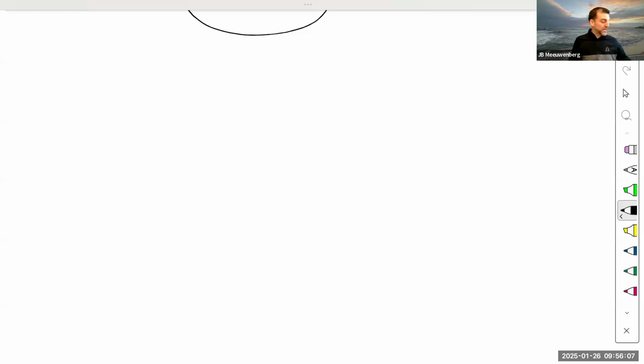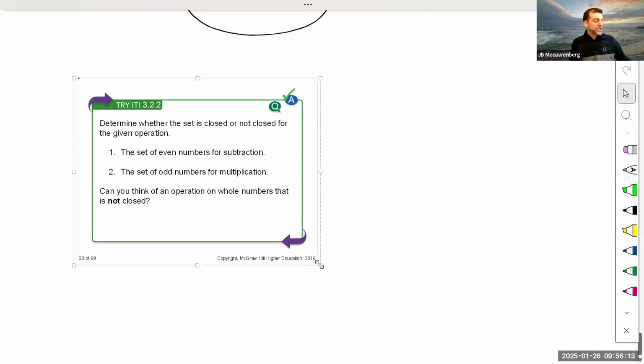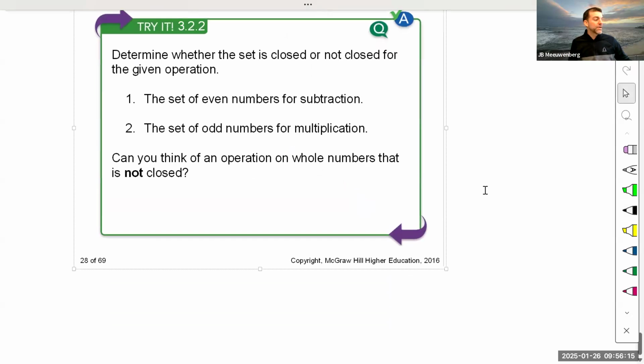So here are a couple of questions for you to consider regarding closure. Go ahead and pause the video and consider these three questions. One, the set of even numbers for subtraction, is that closed? Two, the set of odd numbers for multiplication, is that closed? And three, can you think of an operation on whole numbers that is not closed? Go ahead and pause and consider those questions, and then come back.